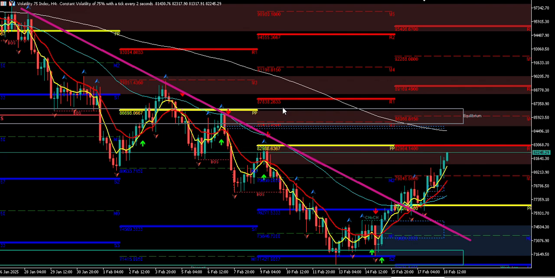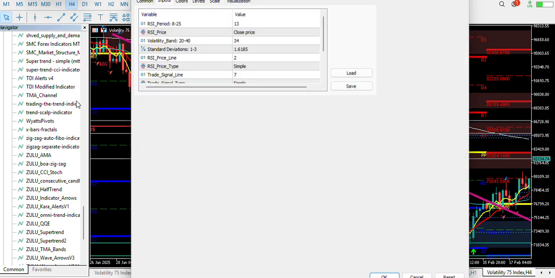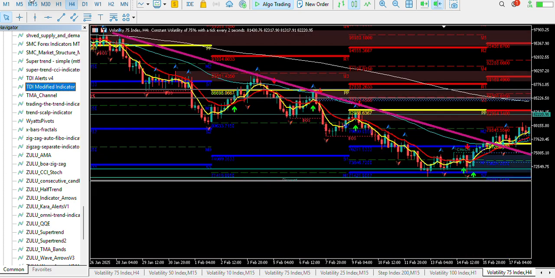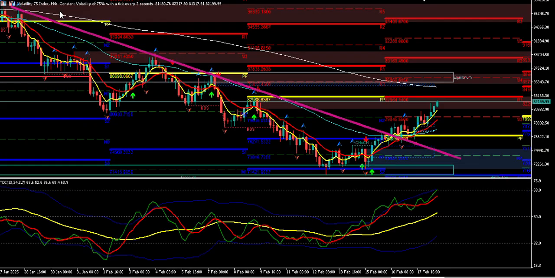For example, in this case, we have a bullish change of the market maker cycle. So on the TDI, if I pull up the TDI, the Traders Dynamic Index, let me get this right up. So if I pull up the TDI, you can see right here.